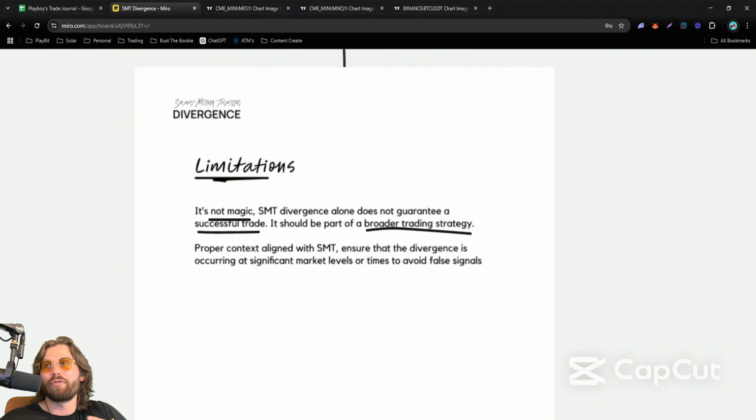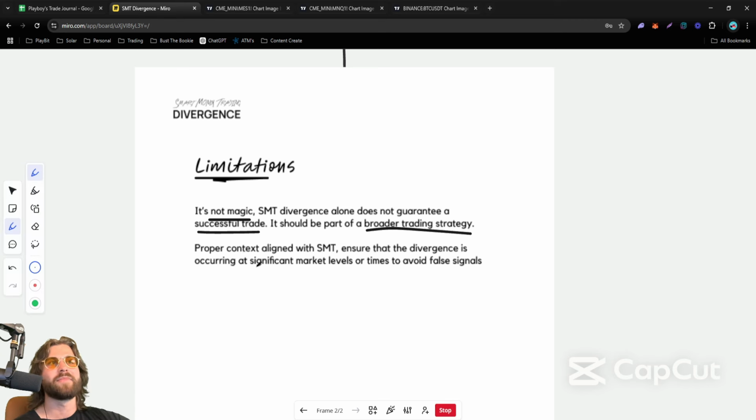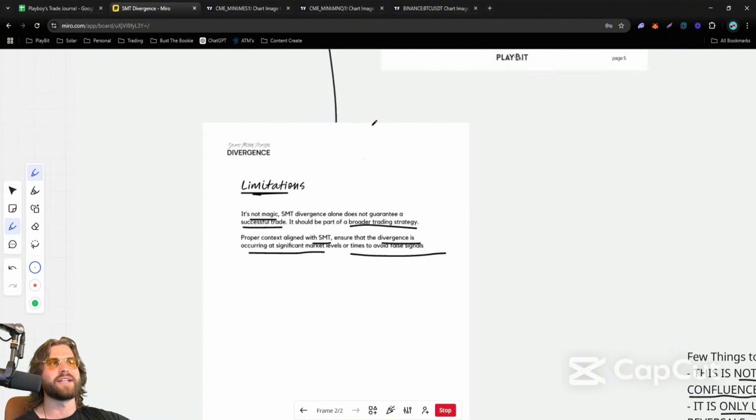I mean, I already have reversal models myself. Adding SMT just helps to confirm them a little bit more, and that's what this video is trying to at least help you get to make more money, to confirm false breakouts so you don't lose money, right? Proper context aligned with the SMT ensures that the divergence is occurring at a significant market level, and this is to help avoid against false signals.